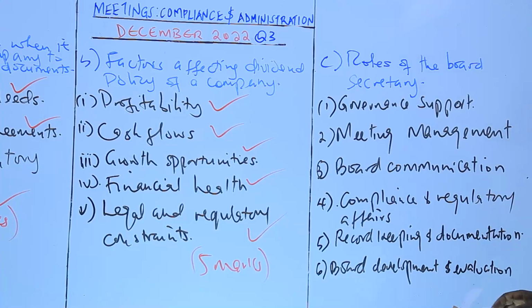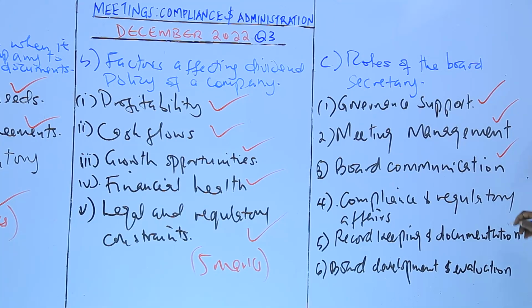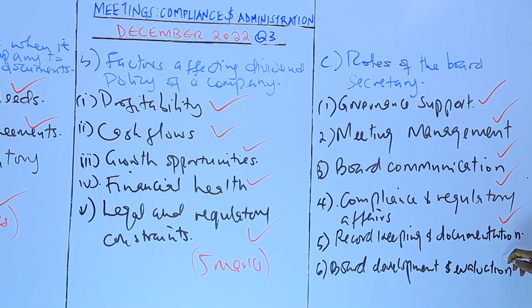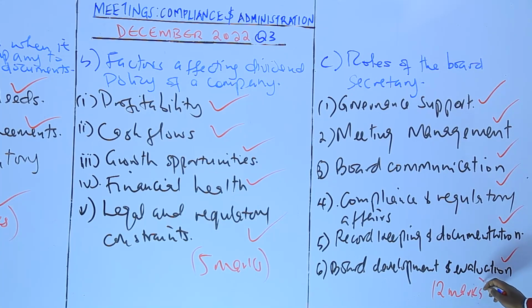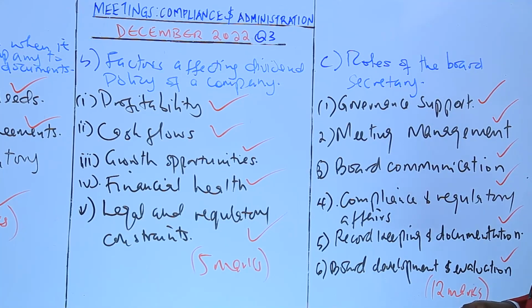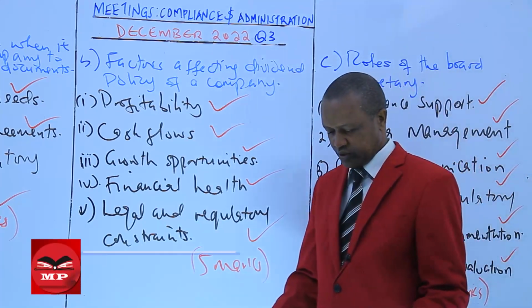So these are 6 roles played by the board secretary. One is in relation to governance, meeting management, board communication, compliance and regulatory affairs, record keeping and documentation, then board development and evaluation. 6 roles, 12 marks. We have answered question 3.